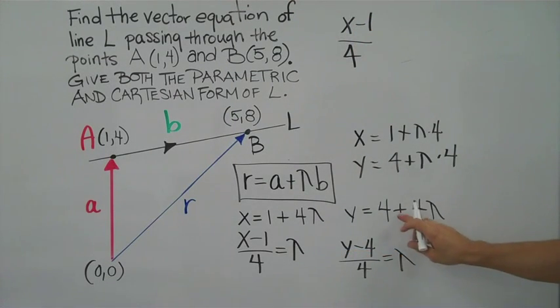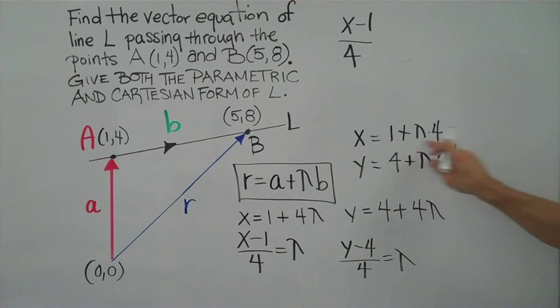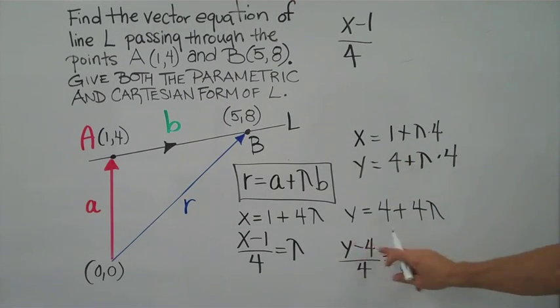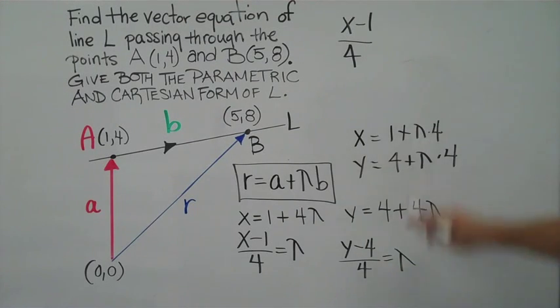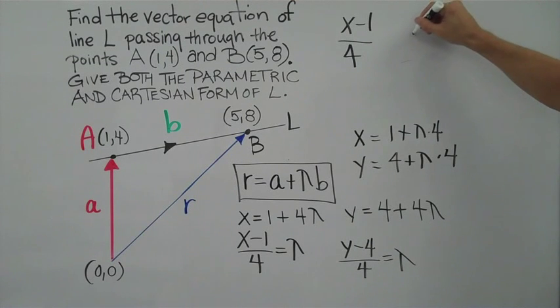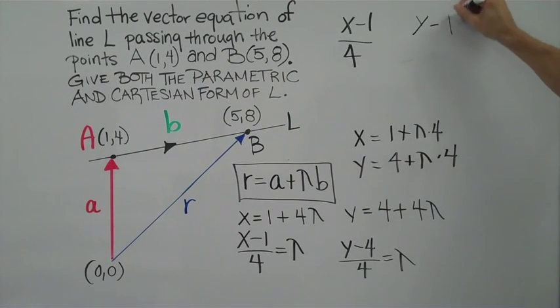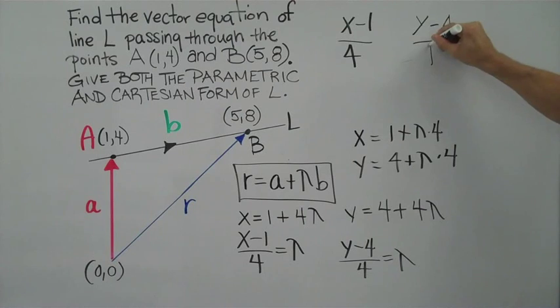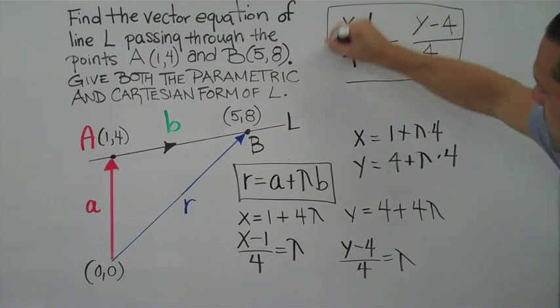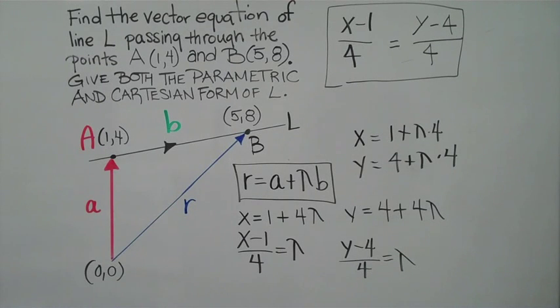And lambda also equals the y equation. I take this parametric equation, minus 4 from both sides, divide by 4. I get lambda equals y minus 4 over 4. So if lambda equals this and lambda equals that, then we can set these things equal to each other. So I have x minus 1 over 4 and y minus 4 over 4, and they are equal to each other. And this is your Cartesian form of the graph. Notice we have x's and y's. You could also transfer this to y equals mx plus b quite easily.